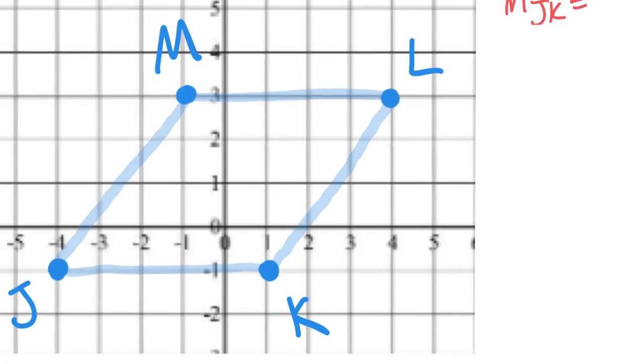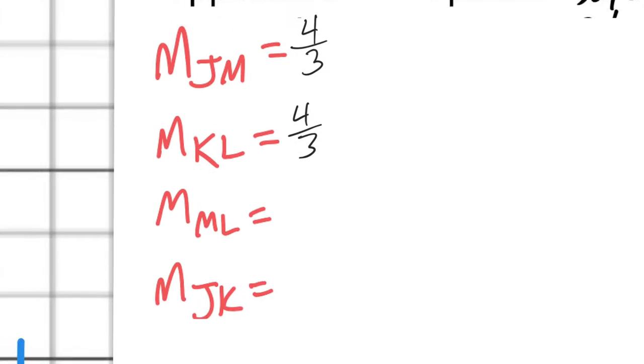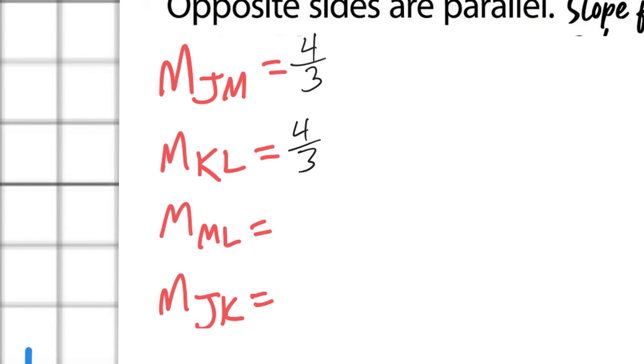Is ML and JK parallel to one another? Absolutely. And I know that because what's the change in Y values? It's not going up or down. It's 0 over 5, and 0 over 5. So that's going to be what? A 0 slope.